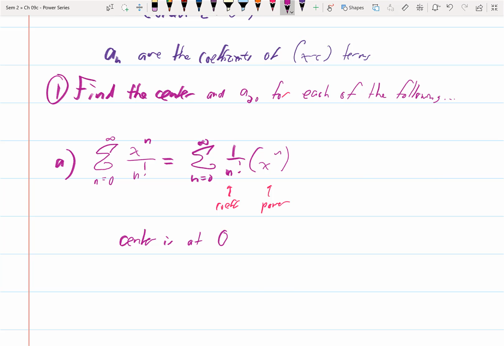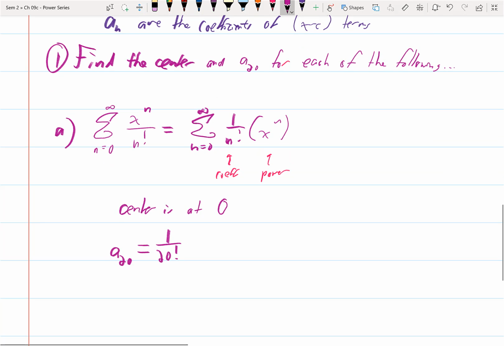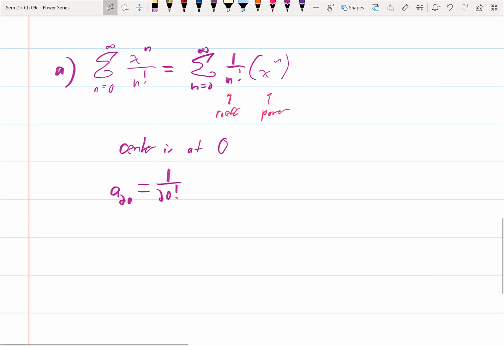Hang on, I'm going to put a little a value here because that's the first of several. Center is at 0, and a sub 20, which is the 20th term's coefficient, is just 1 over 20 factorial, which you obviously can't really simplify without a calculator.